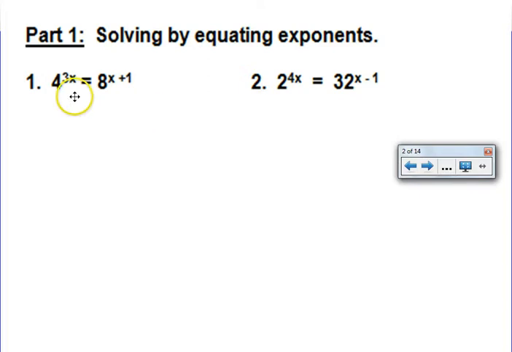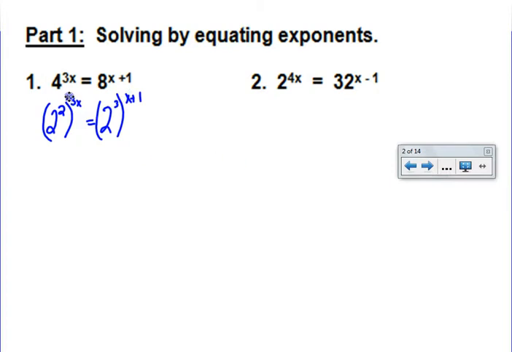So when I look at my bases in number 1, we have a 4 and we have an 8. And you can tell that there's some things in common with those numbers, but if I want to break them down to their most common base, it's a common base of 2. So 4 is really a 2 squared. So I'll just write it like this for now, and it's taken to the 3x power. And 8 is really a 2 to the 3rd power. And then it's got an x plus 1 off to the other exponent.